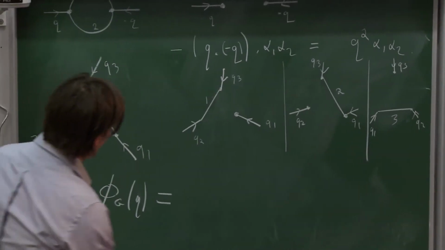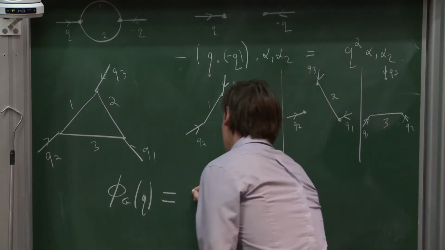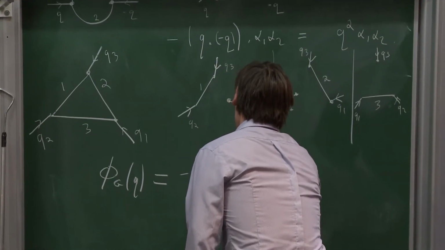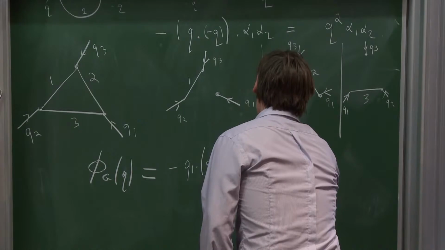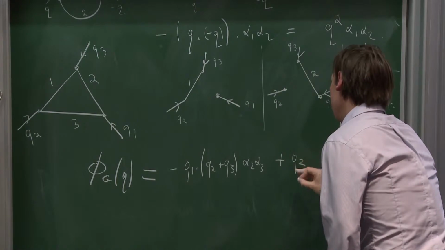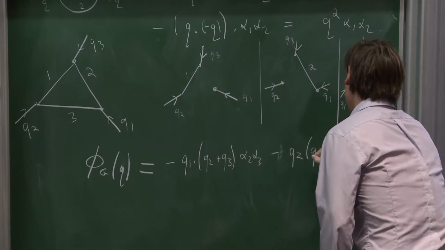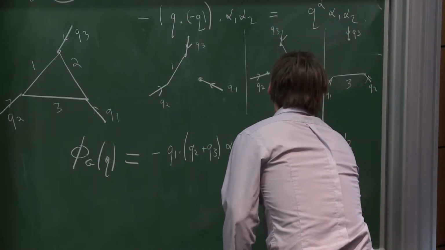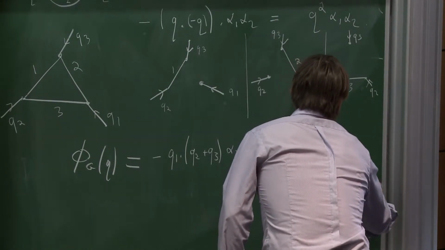we take the dot product of the momenta entering the first tree, so it's minus Q1 dot Q2 plus Q3, and we take the product of the edges which are not present, so that's alpha 2, alpha 3. Same here: minus Q2 dot Q1 plus Q3, alpha 1, alpha 3, and then the last one gives minus Q3 dot Q1 plus Q2, alpha 1, alpha 2.